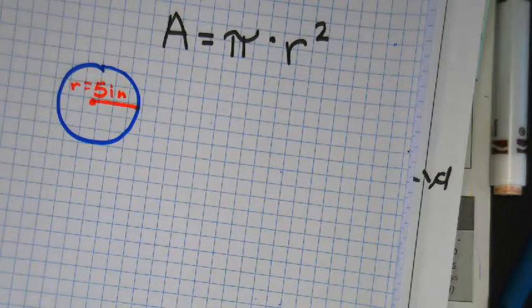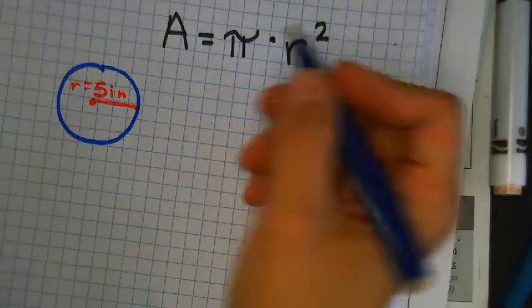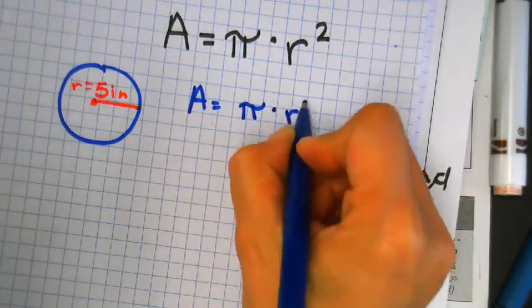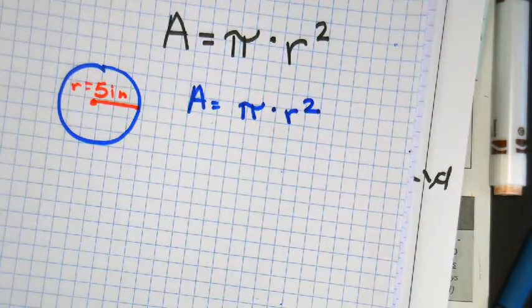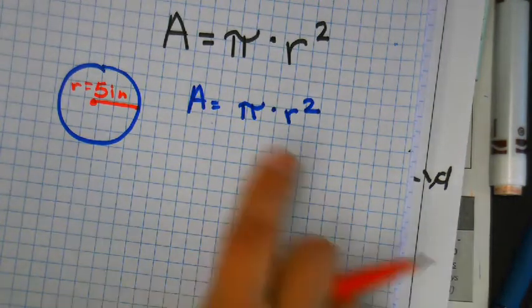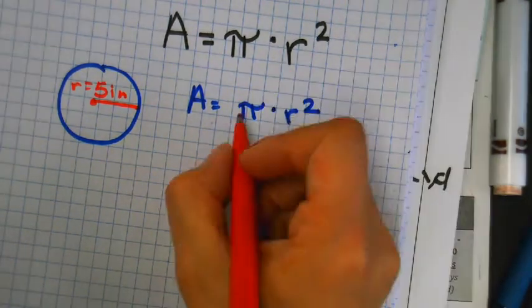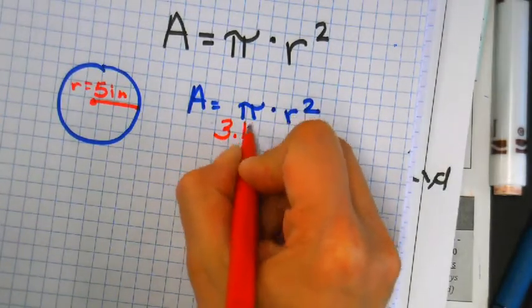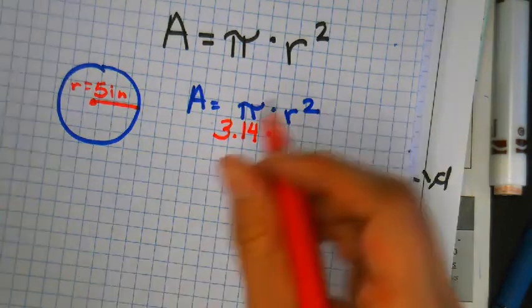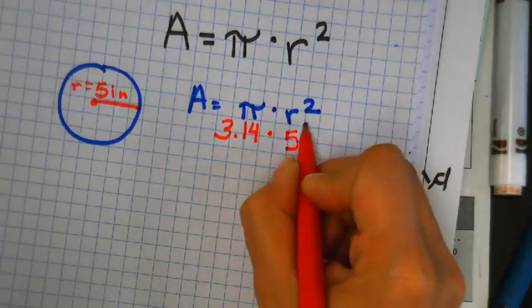Okay, good. So our formula says area is equal to pi times radius squared. What is the value of pi? 3.14 multiplied by, what's our radius? 5 squared.